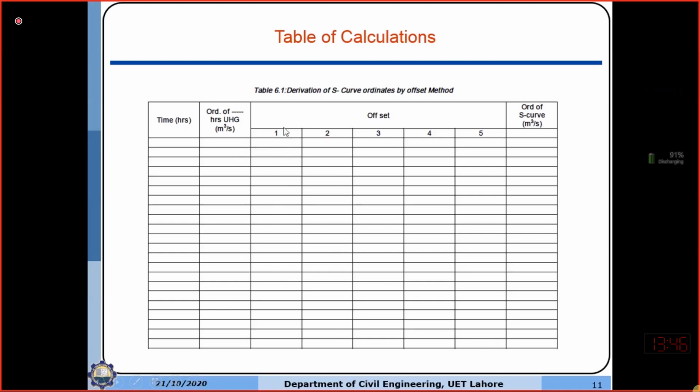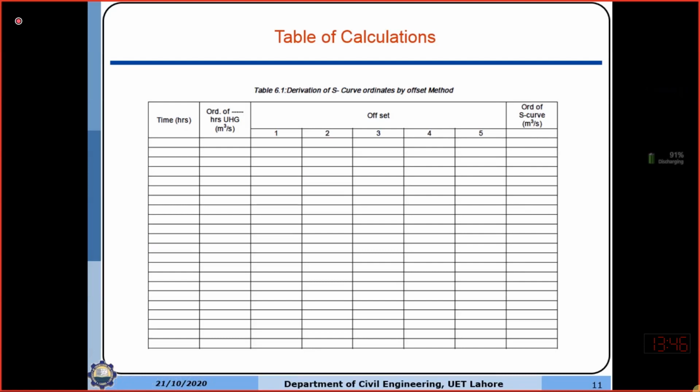It is a unit hydrograph which is lagged by the duration of the given unit hydrograph from the previous one. So in this way you will take the offsets, 5 offsets. So the ordinate of S curve will be just the addition of all the unit hydrographs, the given one and the offsets. So you will add column 2, 3, 4, 5, 6 and 7. So you will get the ordinates of the S curve. So this is the first technique to get the ordinates of S curve by offset method.